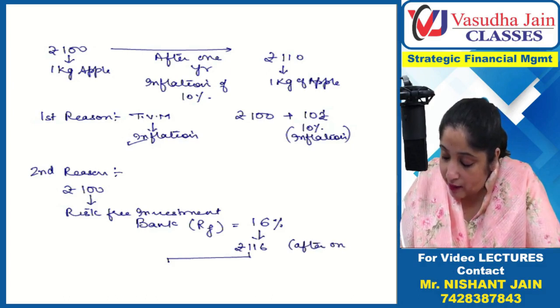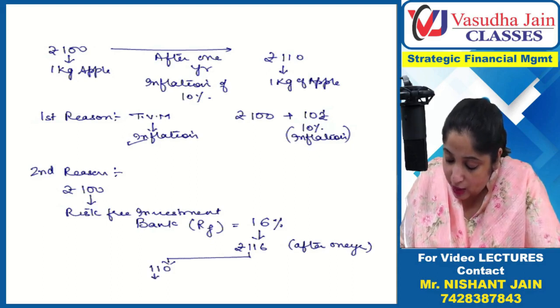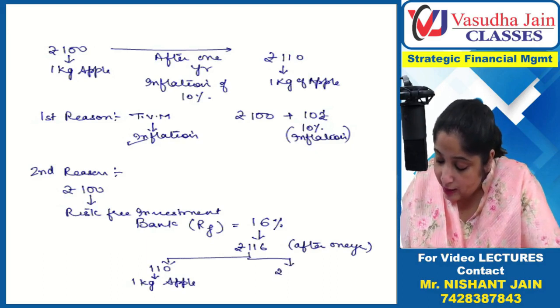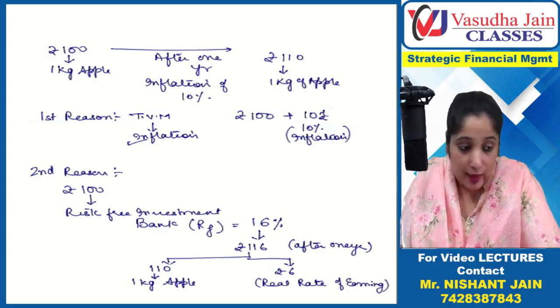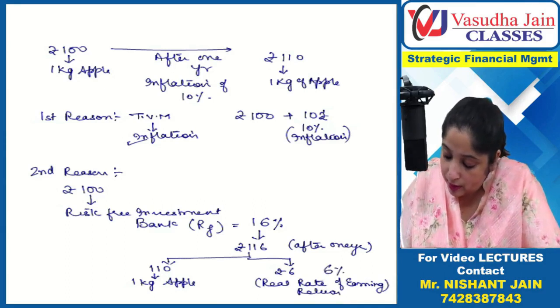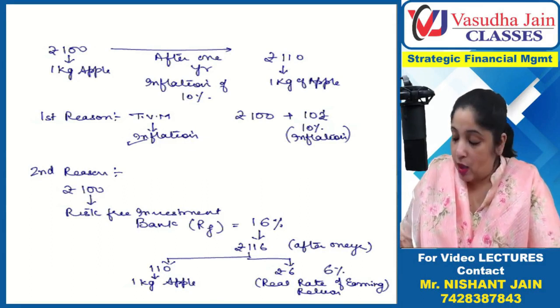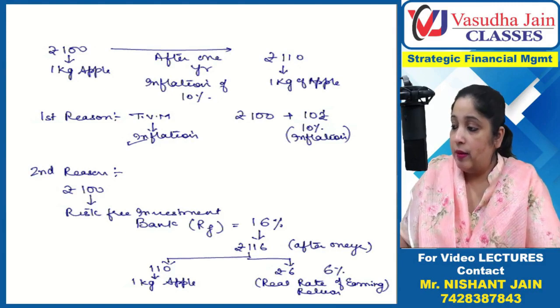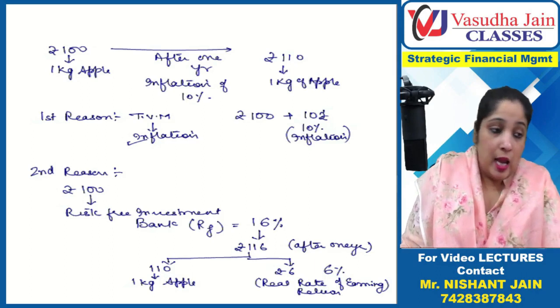Now after 1 year, if I will receive 116, then from 110 rupees, I will purchase 1 kg of apple. And I'll be left with rupees 6. That is my real rate of earning or return, we can say. So 6 rupees on 100 rupees is how much? 6%. So basically, can I say 6% is my real rate of earning?